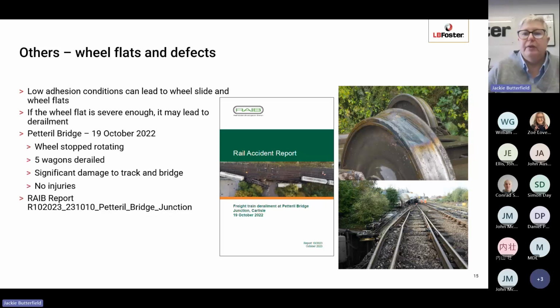In this derailment, 5 freight wagons were derailed and there was significant damage to the track and to the bridge itself. Fortunately, there were no injuries. If you would like to read more, the accident report is available on the RAIB website, the Rail Accident Investigation Board.